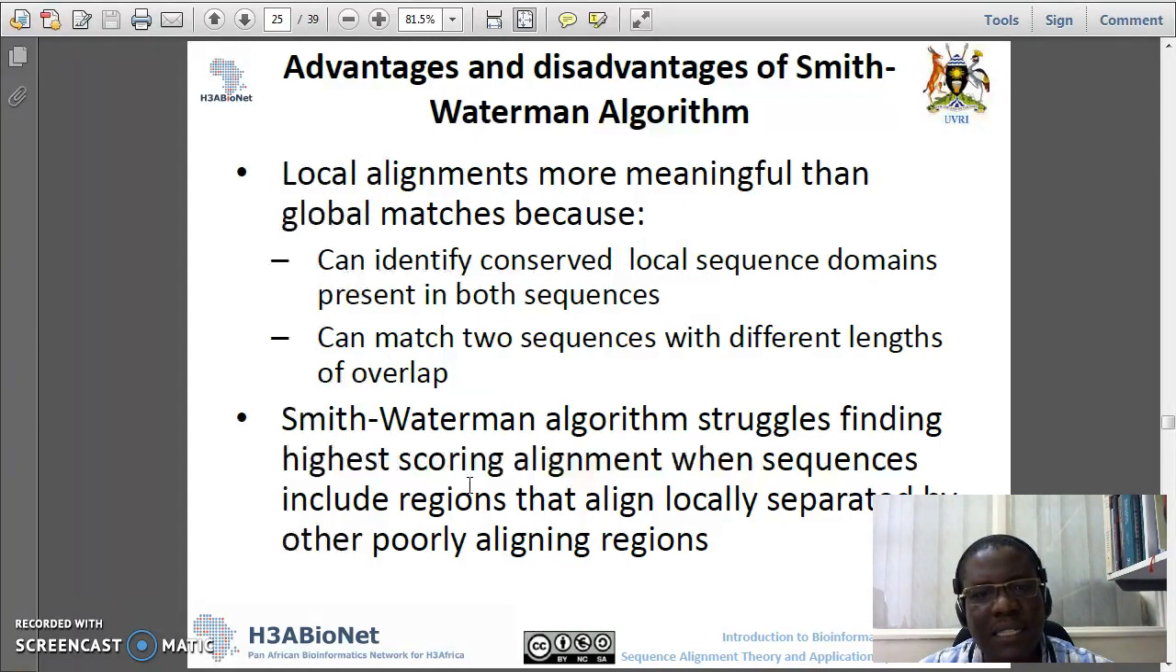So it has disadvantages, like I said. One of its disadvantages is that it struggles finding the highest scoring alignment when sequences include regions that align locally well, separated by intervening regions that are aligning really poorly. For that, it will struggle.